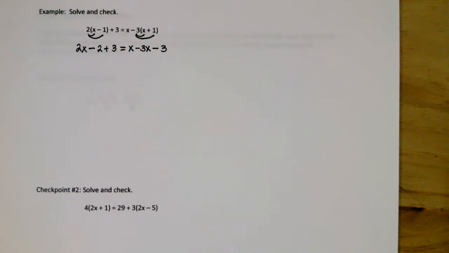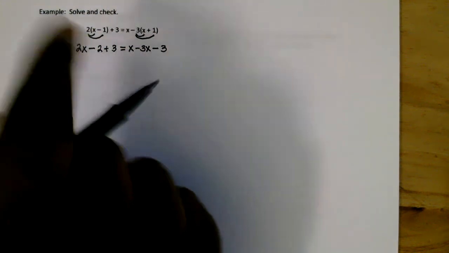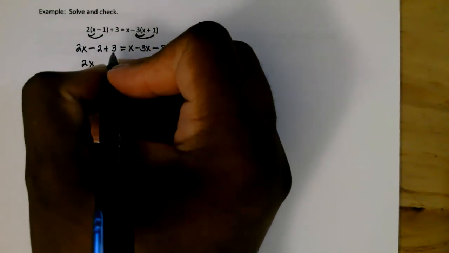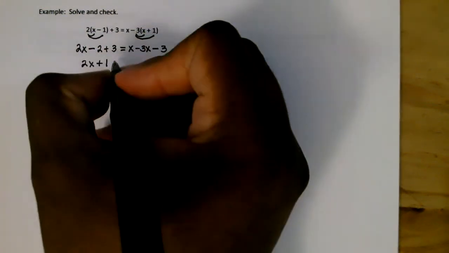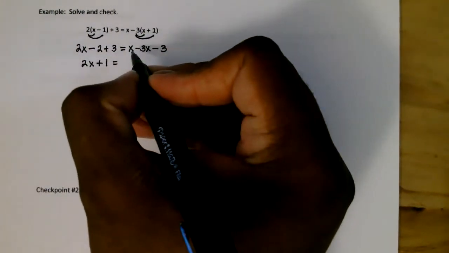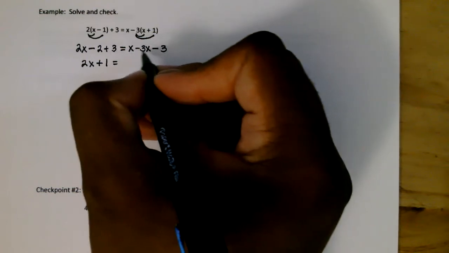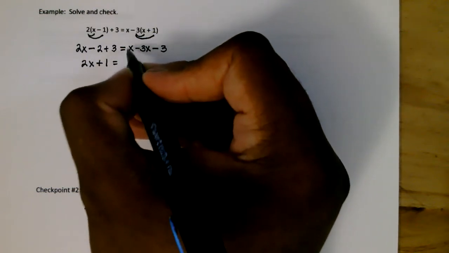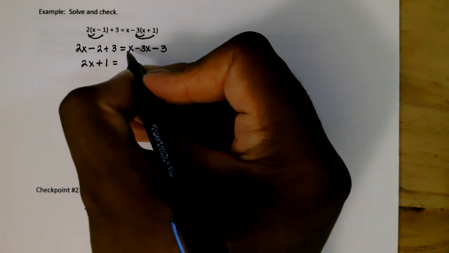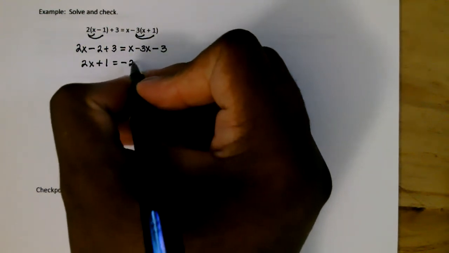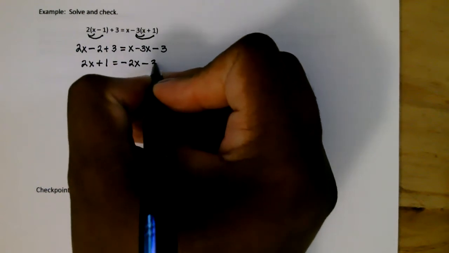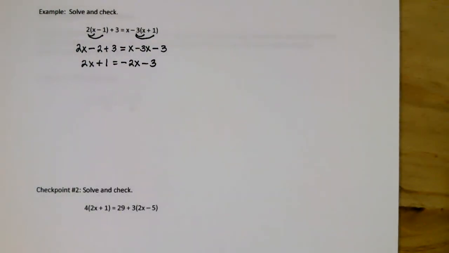Then on each side, I combine like terms here. On the left side, bring down the 2x, and then minus 2 times a plus 3 will be a plus 1. So on the left side, I get 2x plus 1 equals, combine x minus 3x. This x is like a 1x. So 1x minus 3x would be minus 2x, and then minus 3.